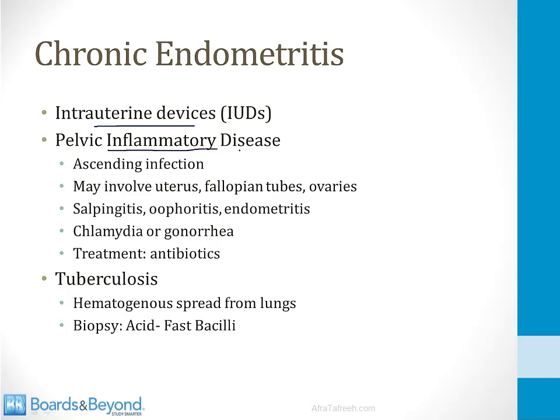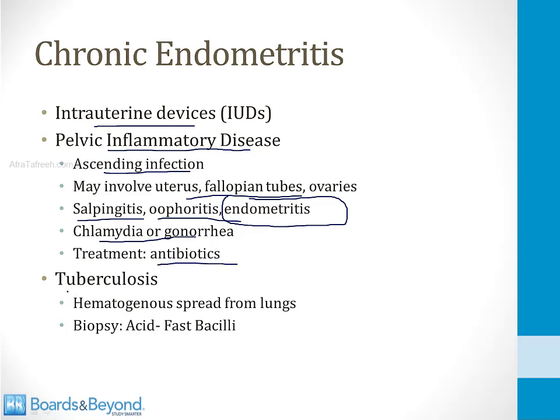Second cause is pelvic inflammatory disease. This is an ascending infection that may involve the uterus, fallopian tubes, and even ovaries. Therefore, pelvic inflammatory disease includes salpingitis, which is inflammation of the fallopian tubes, oophoritis, which is inflammation of the ovaries, and also endometritis. It's usually caused by chlamydia or gonorrhea, sexually transmitted bacteria, and the treatment is with antibiotics.